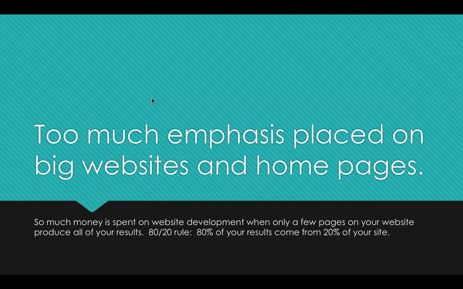So you probably know the 80-20 rule. 80% of your results come from 20% of your input, or 20% of your activities. Same thing with a website. 80% of your results are going to come from 20% of your website. The trick is to know which 20% that is.